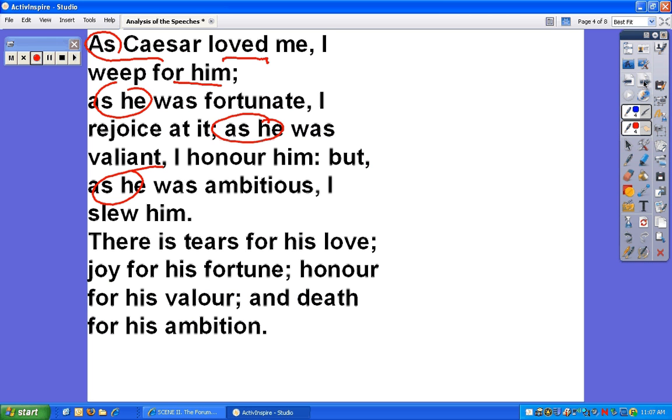As he did this, I did that. As he was fortunate, then I rejoiced. As he was valiant, I honored him. And notice the repetition of the word honor throughout the speech.